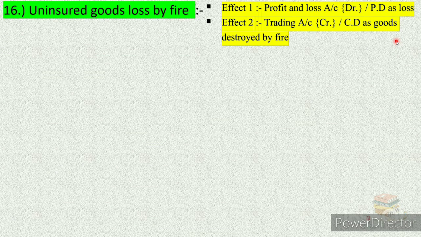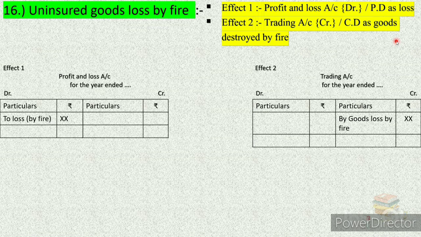Further moving on, 16th, that is uninsured goods lost by fire. The first effect is in profit and loss account debit side as loss, we write it as loss. Second effect is in trading account credit side as goods destroyed by fire. In tabular form, in profit and loss account debit side, to loss we can write in bracket by fire, because it is better if you mention which loss that is. So this is the first effect. Second effect is in trading account credit side, which is by goods lost by fire.